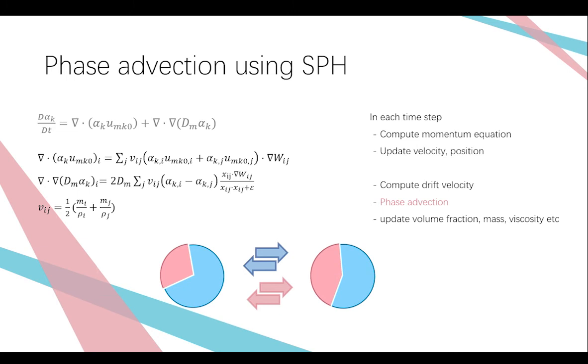The phase advection is symmetrically discretized here to ensure the mass conservation during the phase exchange. As we can see, the two terms, either the separation or the diffusion, can be seen as an accumulation of pairwise fluxes between particles.